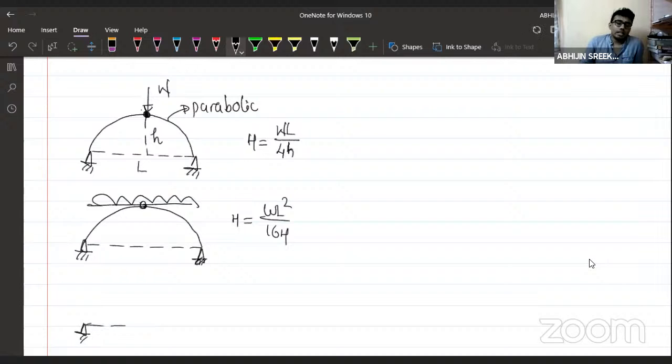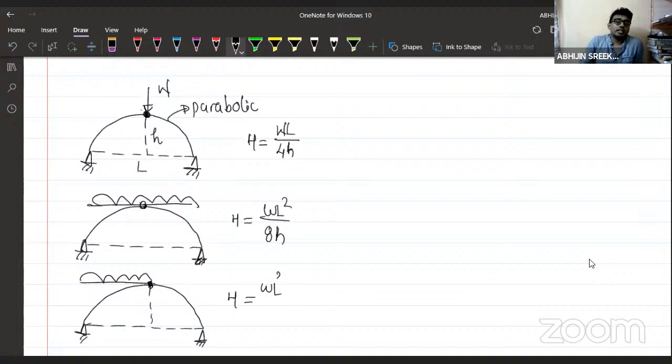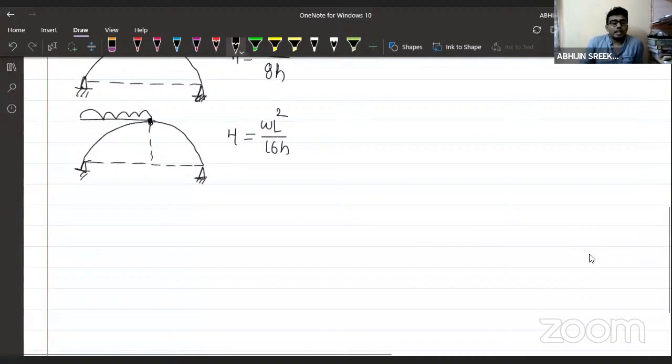Again, a three-hinged parabolic arch where the loading is somewhat different. Now it is provided with the UDL on half span. Then the horizontal reaction will be equal to, it is not 16H, it is 8H. I'm sorry for this. Here it is WL square divided by 8H. And again, we should remember all these standard results.